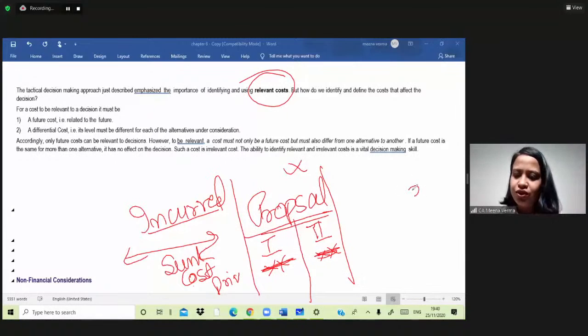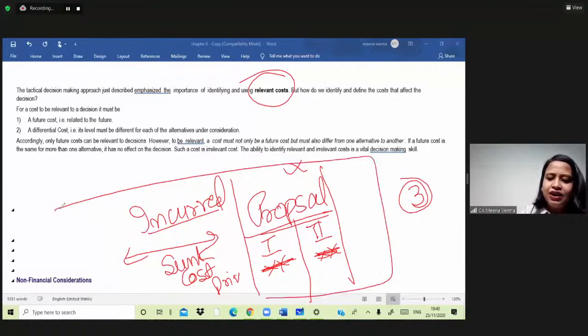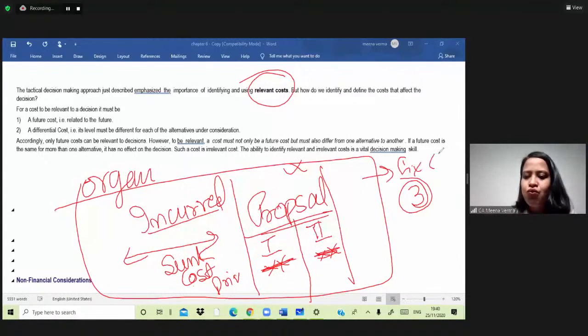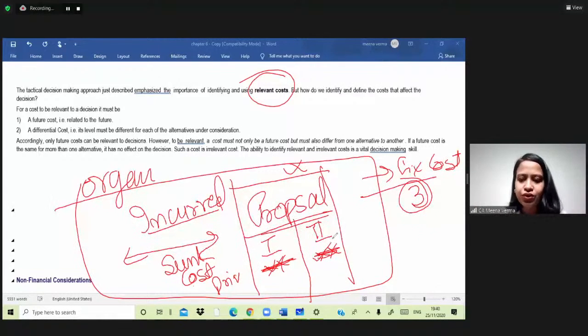Third point which I'm telling you. For example, this is my entire organization, and I'm incurring my fixed cost for my entire organization. Now I'm considering some proposals, like proposal 1 and 2, and I have to decide which proposal is better. In such a case, I will not consider the fixed cost of the entire organization. I will only consider the future cost which is related to these proposals. I will consider the differential cost and we will not consider the sunk cost.